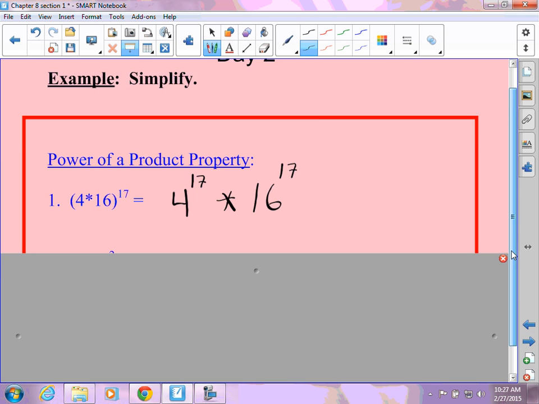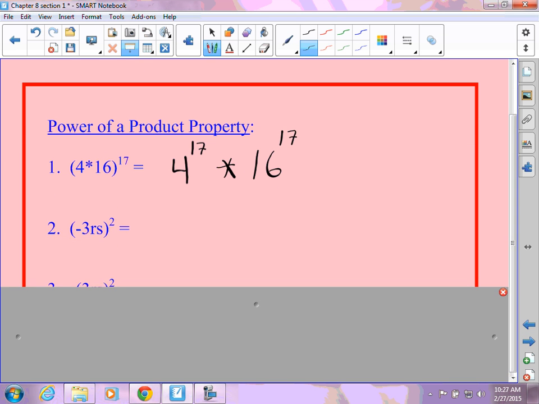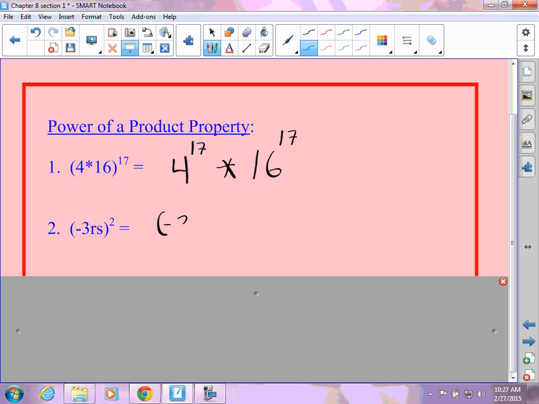Now, do you notice that the negative is inside the parenthesis? Do you see that? Yes. So what I'm going to do is take a negative 3 in parentheses, and I'm going to take this 2 and distribute it amongst each one of those things inside the parentheses. So this is going to be negative 3 squared, r squared, s squared. You see that? And essentially what I'm doing is I'm multiplying. There's an imaginary 1 exponent on each one of those items.